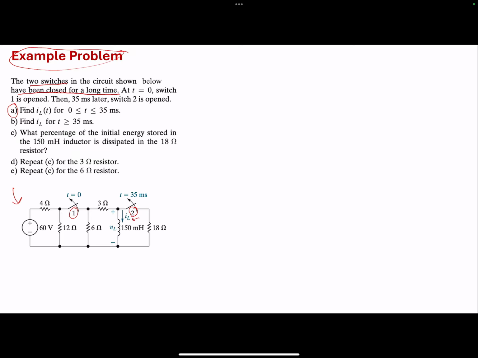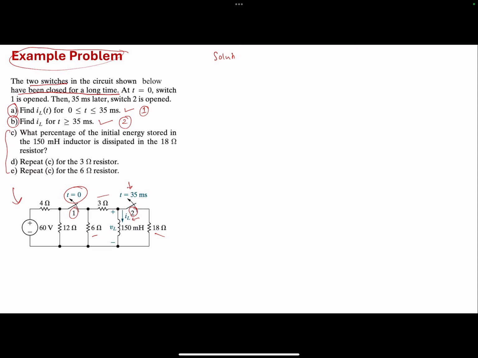So we need to find the inductor current from 0 to 35 milliseconds, after switch 1 opens, and then find the inductor current from 35 milliseconds onwards, after switching event 2. Then we have to find the overall energy that gets dissipated in the 18 ohm resistor, the 3 ohm resistor, and the 6 ohm resistor during the switching events as well. A very interesting problem. Let's get started with problem number one.